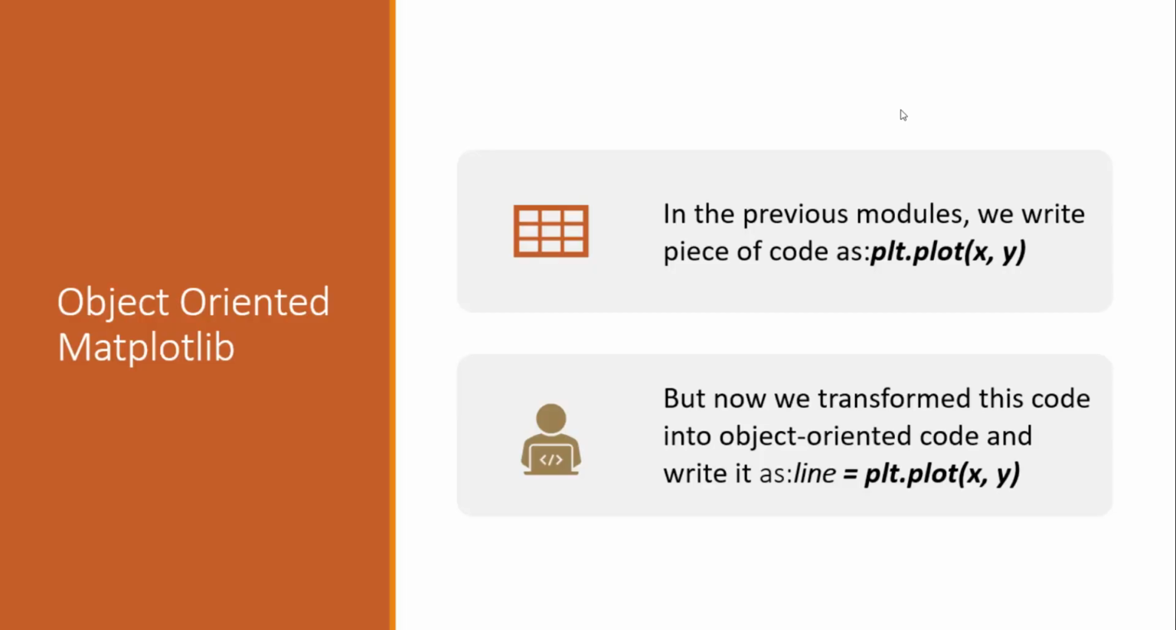In the first case, we use the plot function which returns a list of Line2D instances, one for each line. But in the transformed object-oriented code, we specify a line as a reference to the line object. So every operation allowed on the Line2D can be performed using this line. You can use any variable name instead of line.